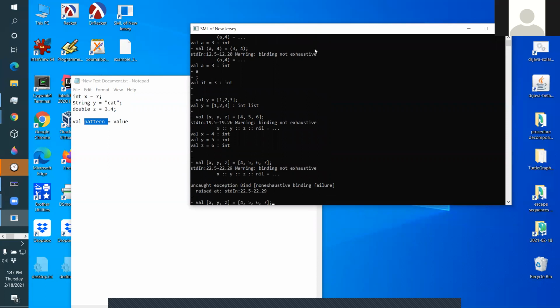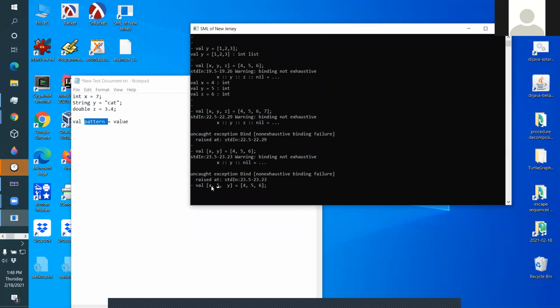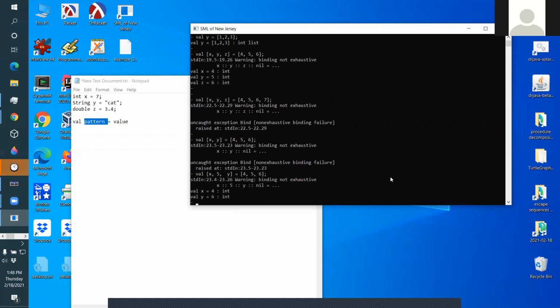Now, another way I could screw this up would be to not have enough variables over here. See, that won't match. Here's the thing that's interesting. Does that match? Do I have a value, a 5, and a value? This will match, and let X be 4 and Y be 6. See, X is 4 and Y is 6.